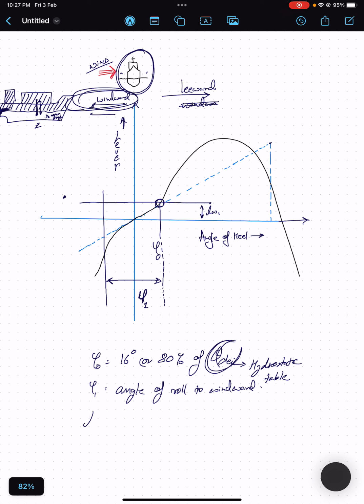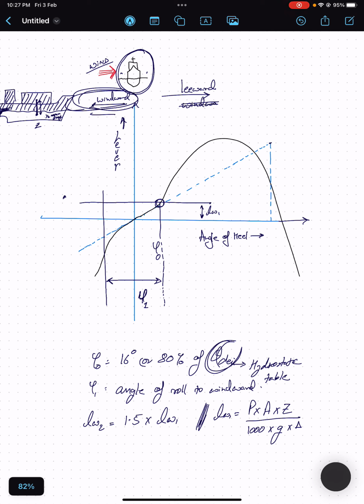Now how to find LW2? LW2 is 1.5 times LW1. We already know LW1 equals pressure 504 into area of windage into Z lever divided by 1000 into gravitational force into displacement, and LW2 is 1.5 times LW1. Now we'll get some figure. As we already know, LW1 was constant at all angles of inclination, so also LW2 is constant at all angles of inclination.